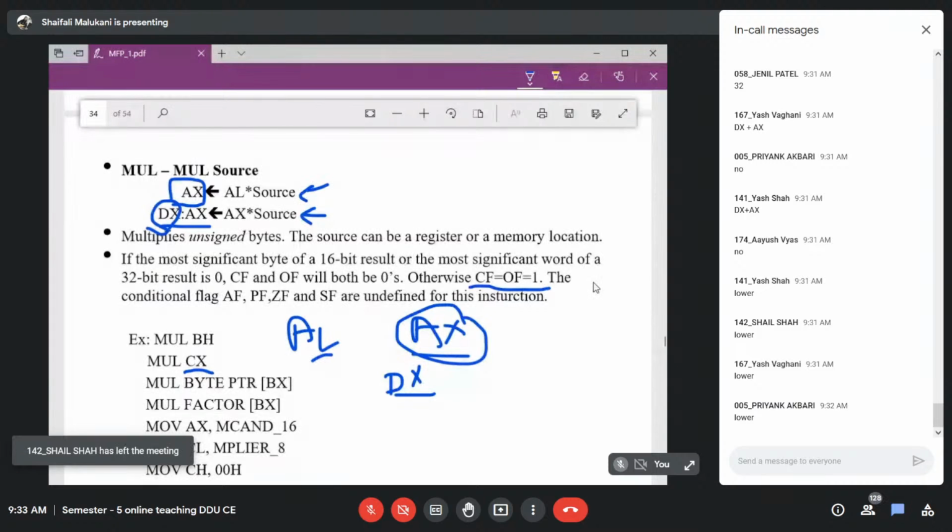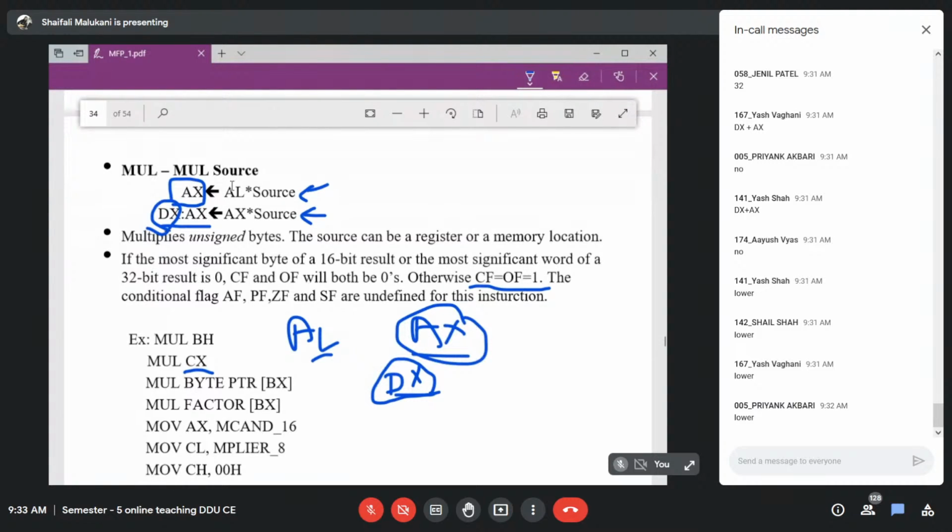So I will check if CF and OF are 1, then and only then DX contains the result of my multiplication. Otherwise, if DX is not updated, possibly my multiplication, though it is 16-bit, is covered in AX itself. I don't need to update DX. The result is covered in 16 bits itself, right? Then CF and OF will be 0. Same way, if 8 into 8 is covered in 8 bits and AH is not updated because of the MUL instruction, then CF and OF are 0.